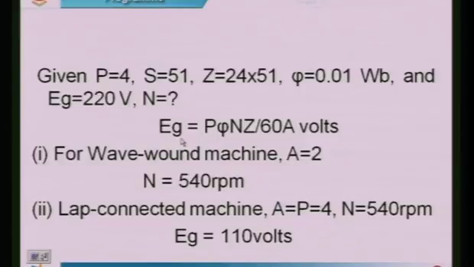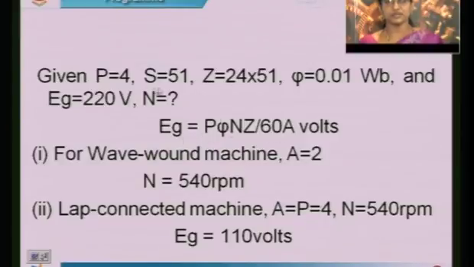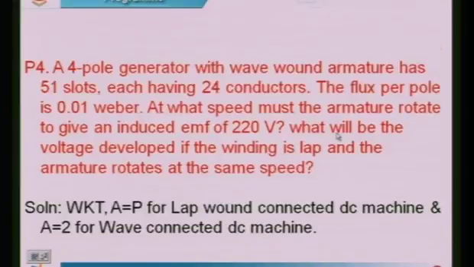Usually you will use this generated EMF equation. Okay. P given is 4, S is 51, Z is equal to 24 into 51, phi given, that is, flux given is 0.01 Weber and Eg is 220 volt. You have to find out the speed. So after substituting all the values with A is equal to 2, you will get that N is equal to 540 revolutions per minute.